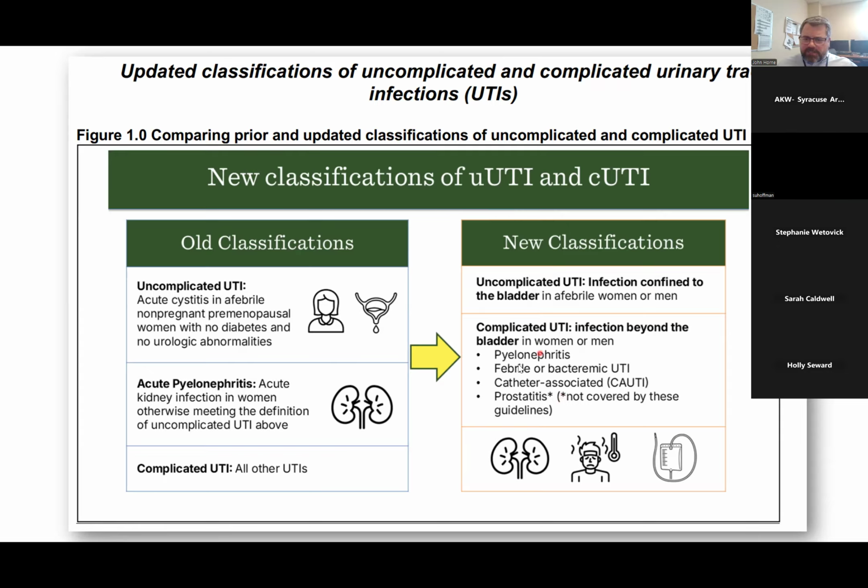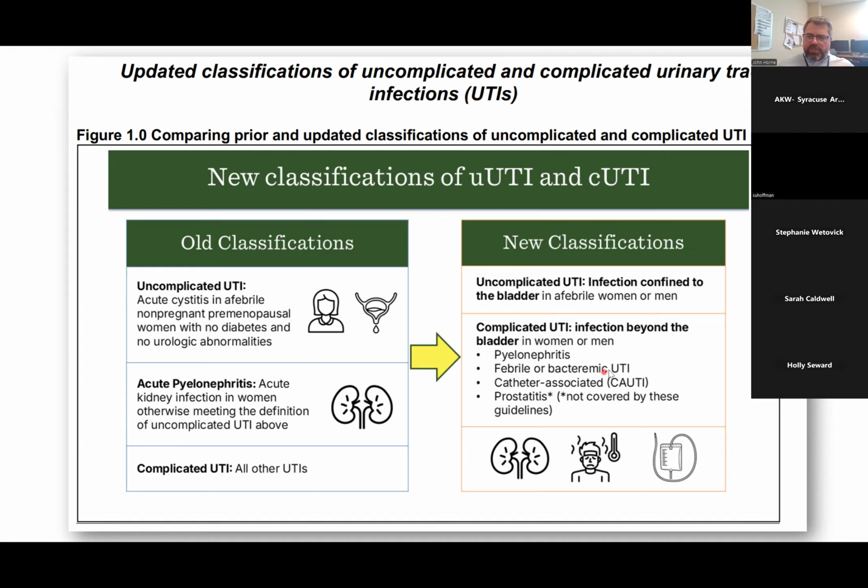So this is what I was saying about a urinary tract infection confined to the bladder, like an uncomplicated UTI, shouldn't be causing fevers. And so here you see that if the kidney is involved, so if you have a pyelo, if you even just have a fever, or if you have a Foley catheter, it's complicated. So what is the importance of this change? What is the importance of identifying whether the patient has an uncomplicated or complicated UTI?